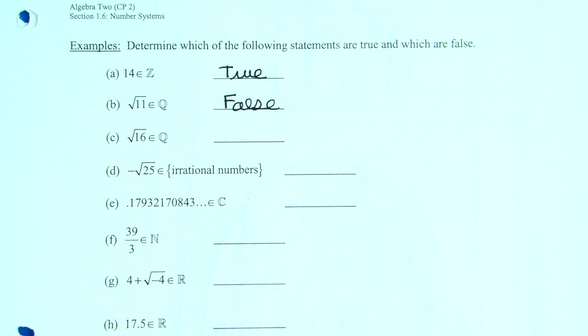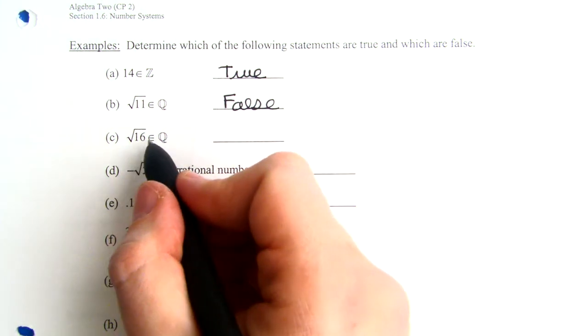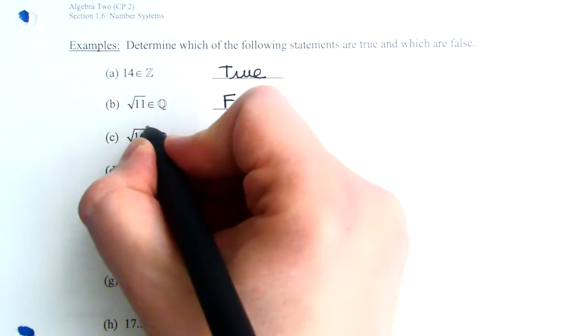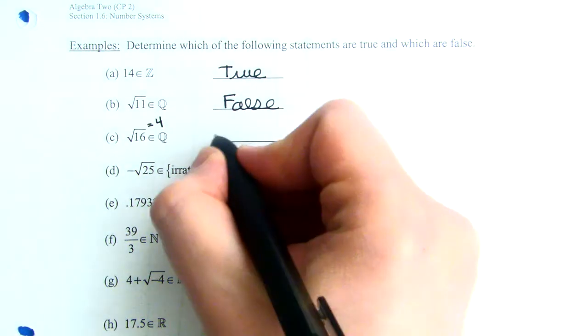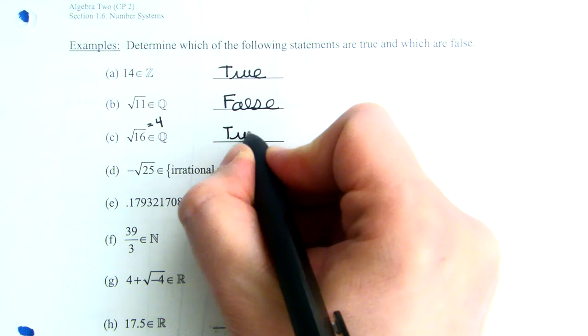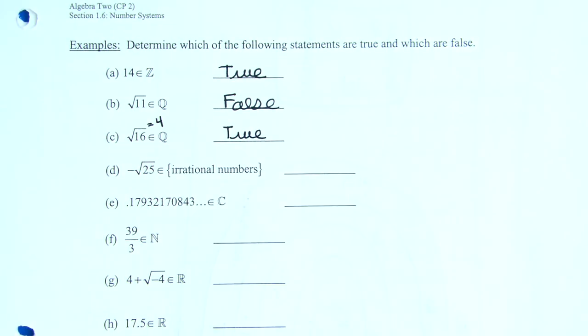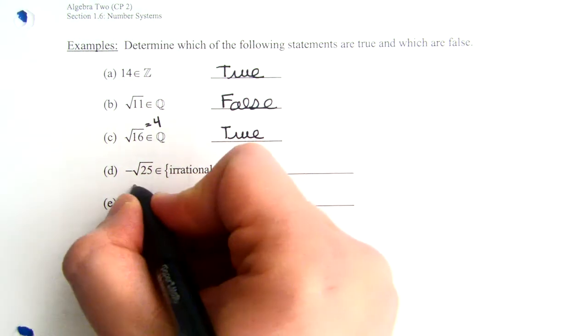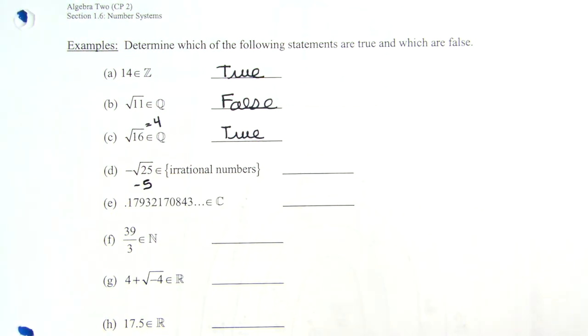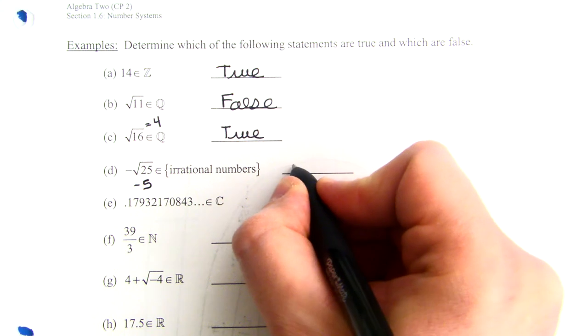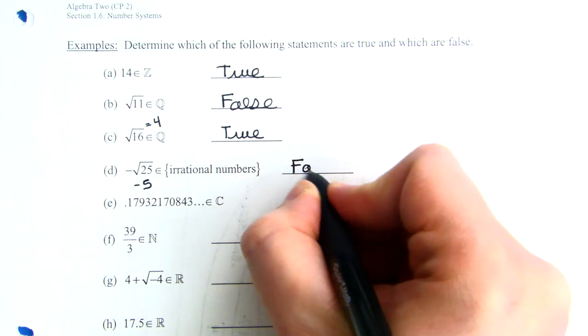Letter C, what do you think? Is the square root of 16 a rational number? Well, square root of 16 is 4. Can you write 4 as a fraction? Absolutely, you can. True. Letter D, negative the square root of 25 is irrational. True or false? This is saying, is negative 5 an irrational number? I don't think so. I think it's rational. I think you could write it as a fraction. False.